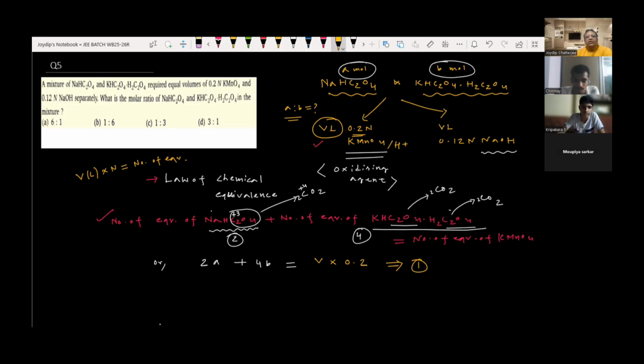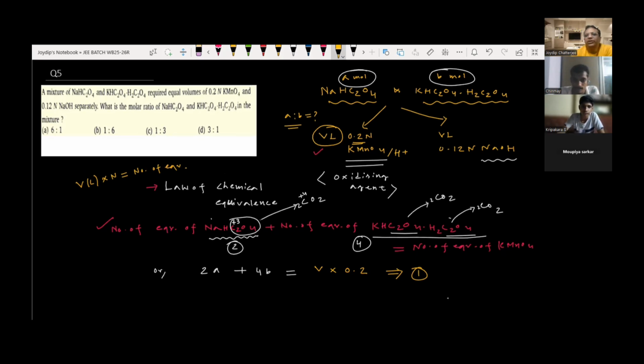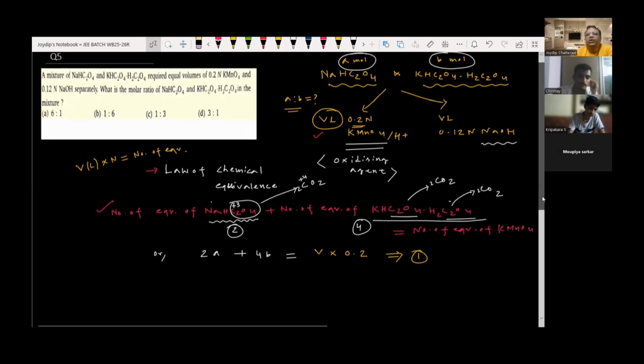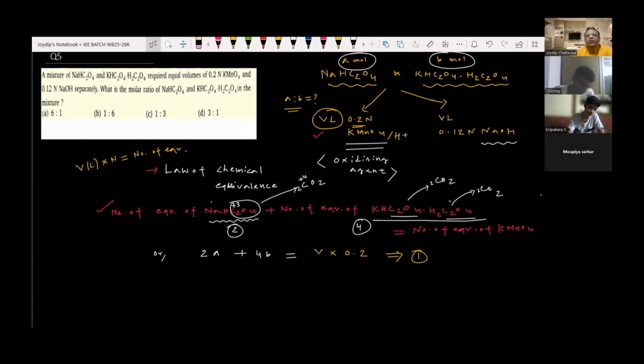100% clear. So now we'll consider reaction with NaOH. Whenever we consider reaction with NaOH, it will be an acid-base neutralization reaction. NaOH is not an oxidizing agent. Whenever we consider an acid-base neutralization reaction, we have to consider the N factor. The N factor is important.